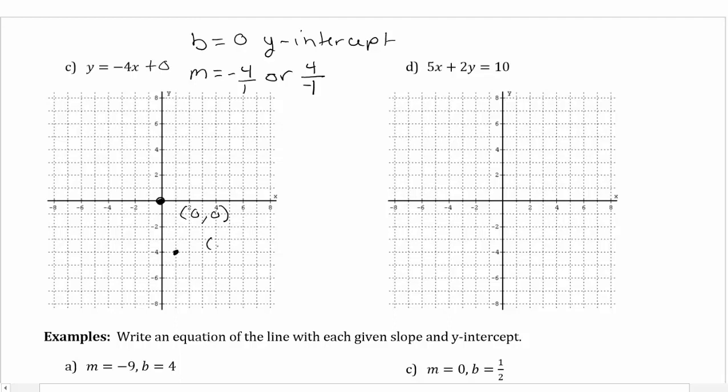That would give us the point 1, negative 4. Or from the 0, 0 point, we could have gone up 4, left 1. And that would give us the point negative 1, 4. And again, that's 3 points. That's all we need to graph a line.